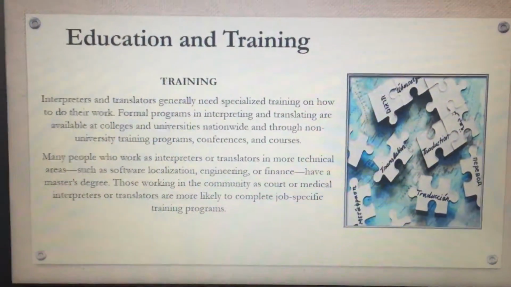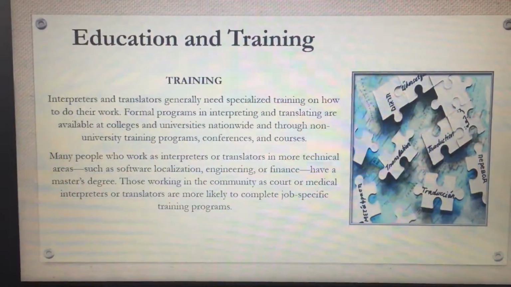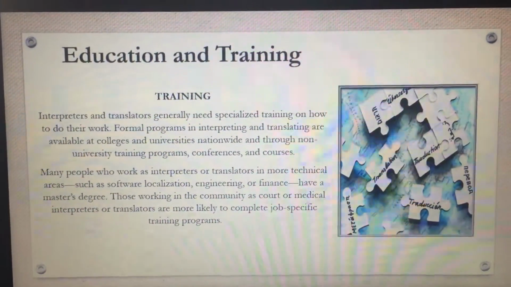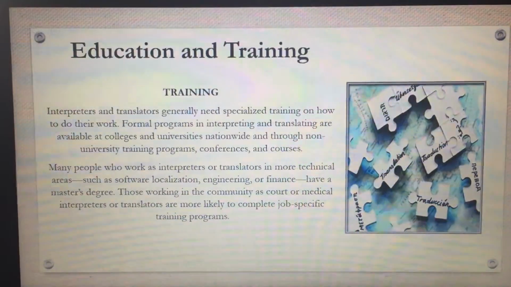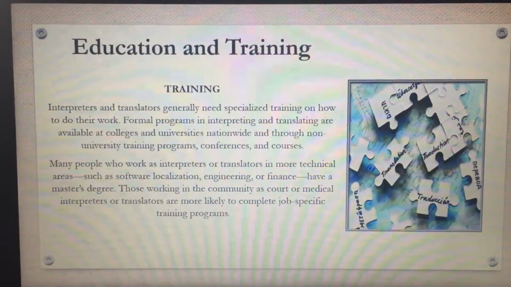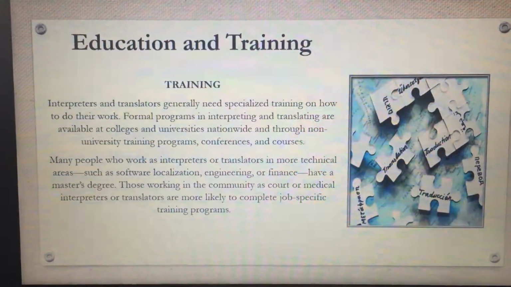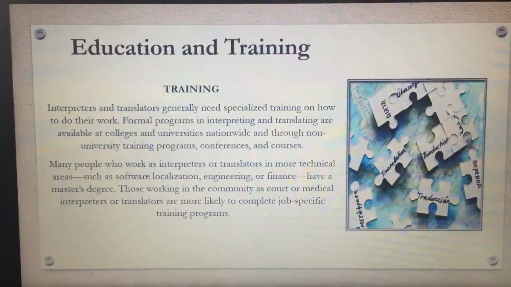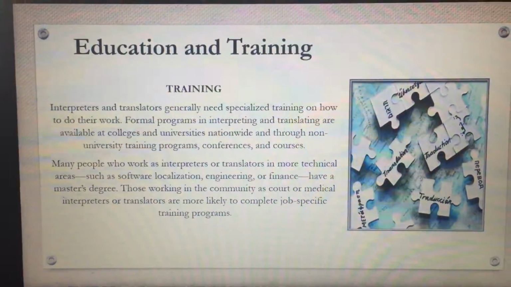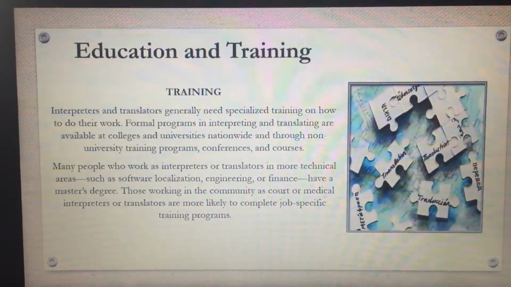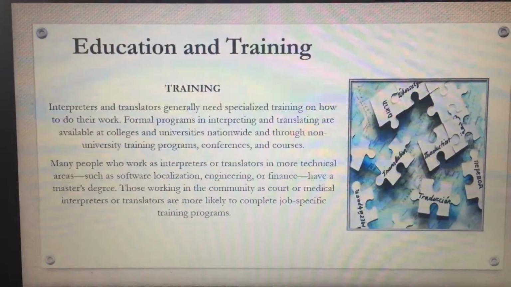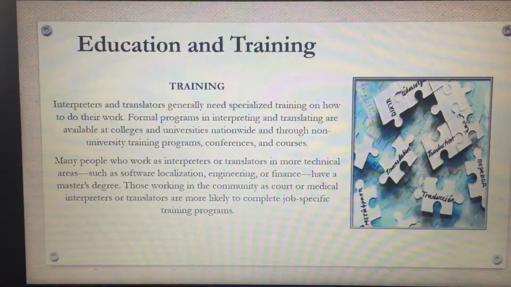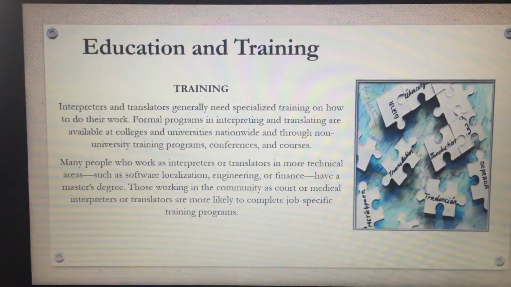Education and training. Training. Interpreters and translators generally need specialized training on how to do their work. Formal programs in interpreting and translating are available at colleges and universities nationwide and through non-university training programs, conferences, and courses. Many people who work as interpreters or translators in more technical areas such as software localization, engineering, or finance have a master's degree. Those working in the community as court or medical interpreters or translators are more likely to complete job-specific training programs.